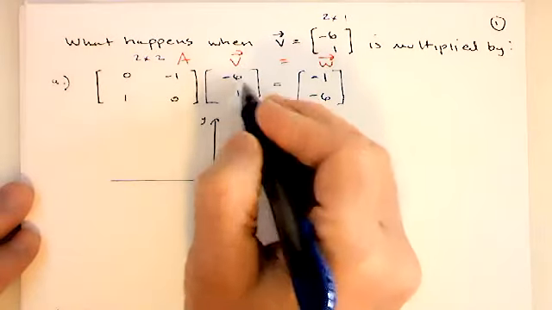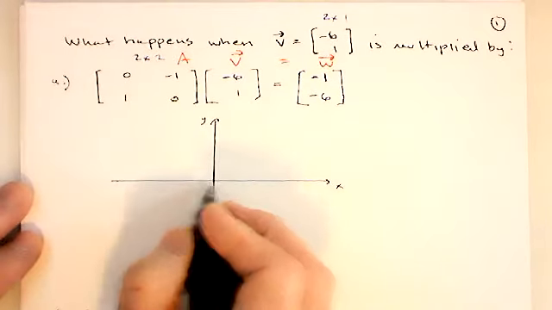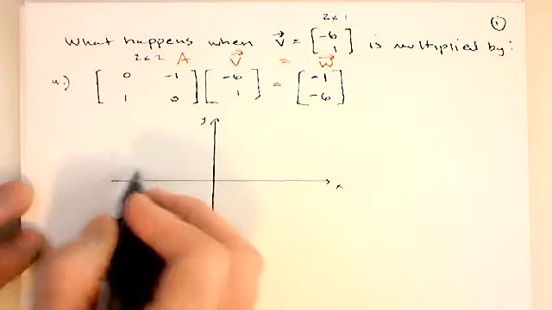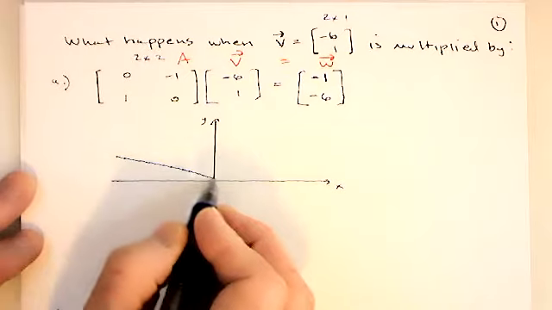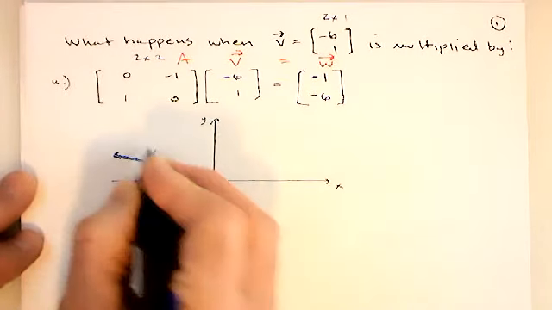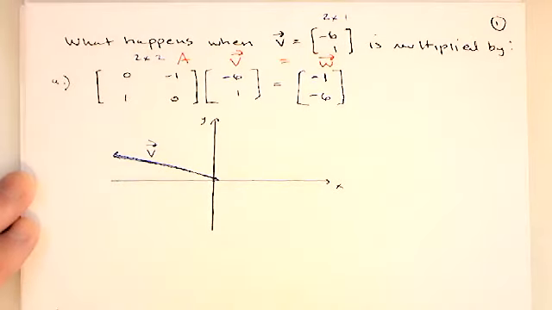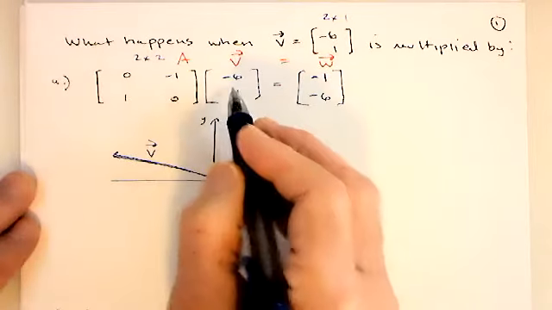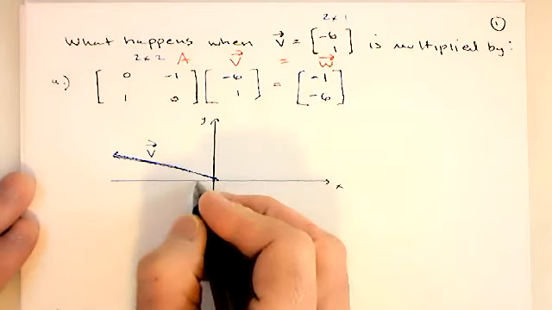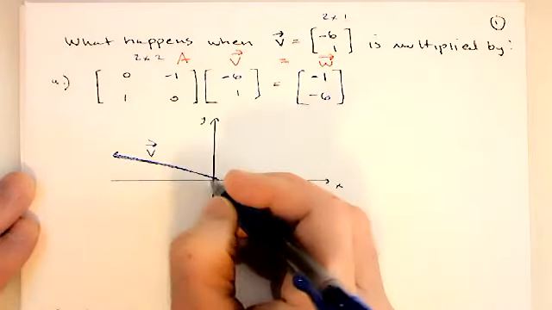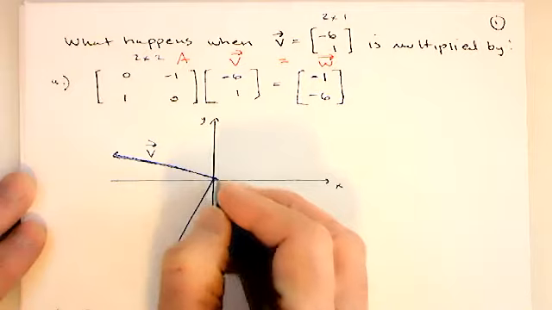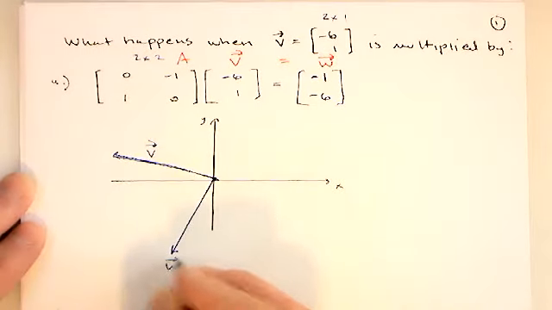Vector v, negative 6, 1, would be a vector that is negative 6 in the x direction, 1 in the y direction. So that vector v might look something like this. When I multiplied v by this matrix, I ended up with the vector negative 1, negative 6, which would be down here. And this is vector w.